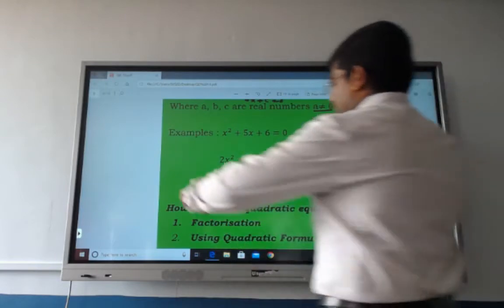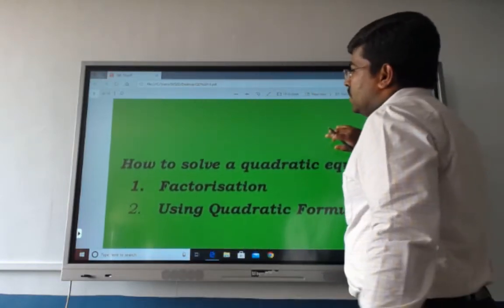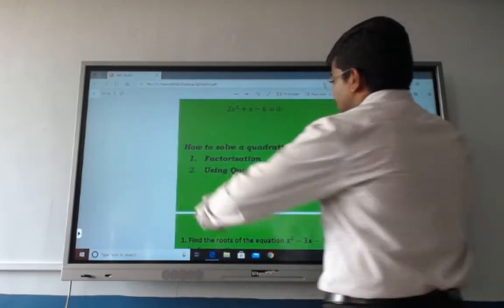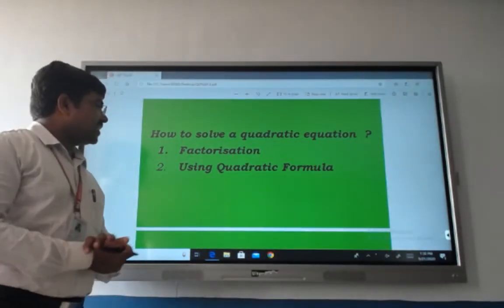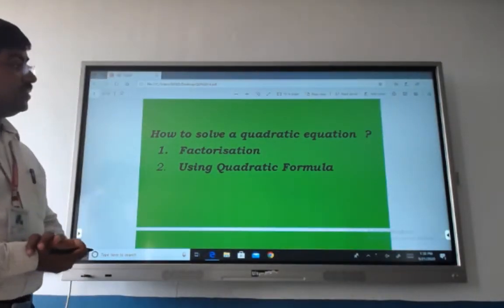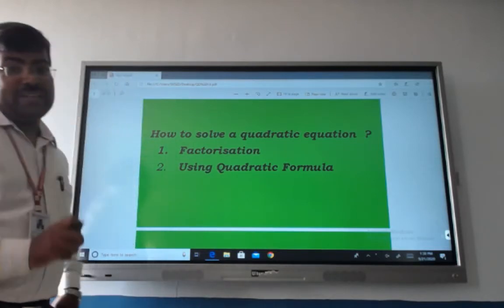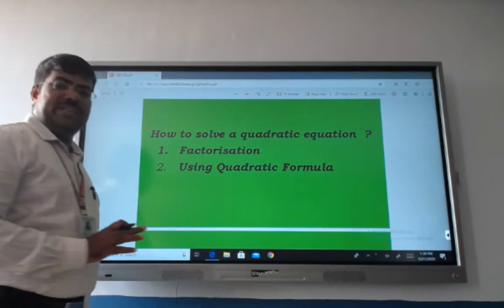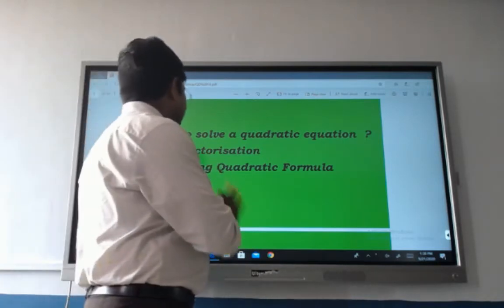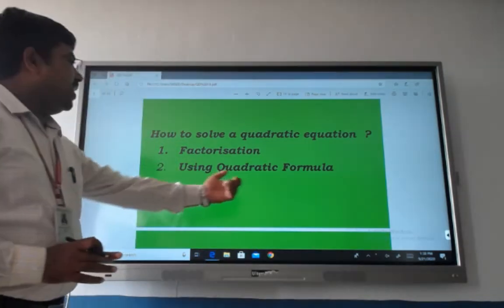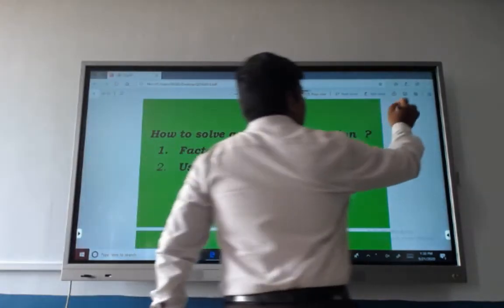Then how to solve these quadratic equations? Actually there are four methods to solve quadratic equations. The first one is the factorization method, the second is the quadratic formula, the third is the graph, and then completing the square. I'm going to show you only two methods here: one is the factorization method and another is using the quadratic formula. So what is factorization?